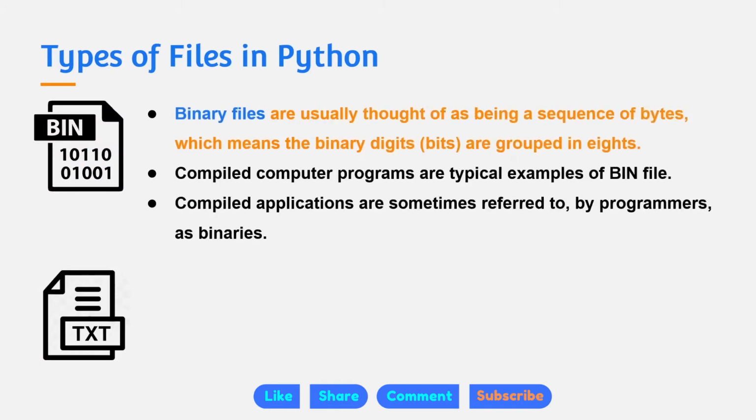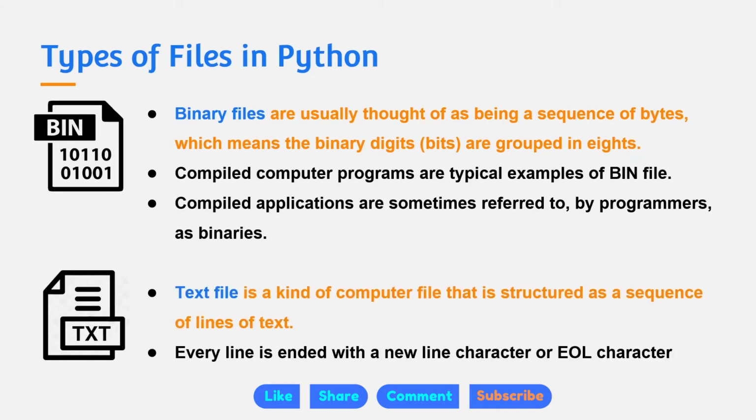So very first thing, let me tell you what is a binary file. Binary files are usually thought of as being a sequence of bytes, which means binary digits or bits are grouped in eights, and compiled computer programs are typical examples of binary files. Sometimes compiled applications are referred to by programmers as binary files, whereas a text file is a kind of computer file that is structured as a sequence of lines of text, and every line is ended with a newline character or EOL character.